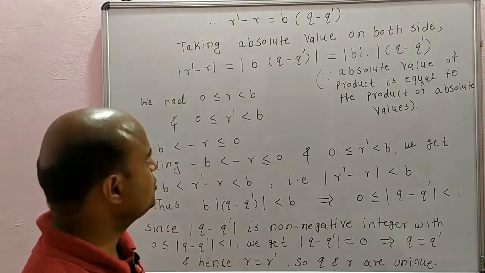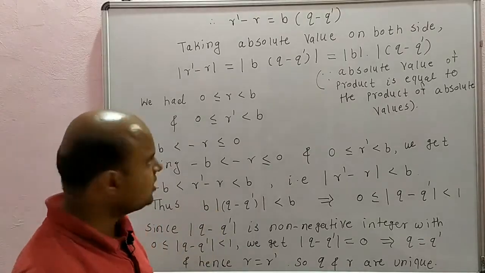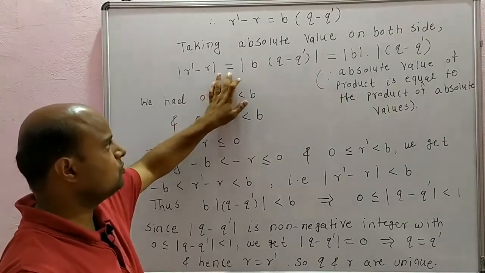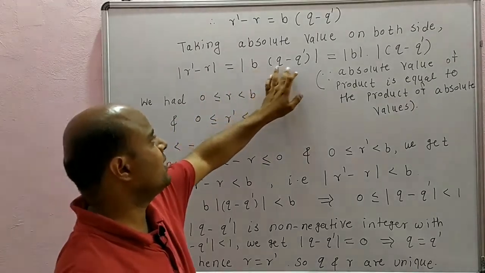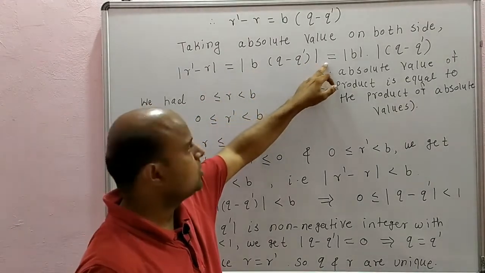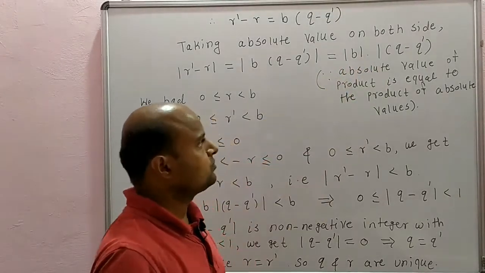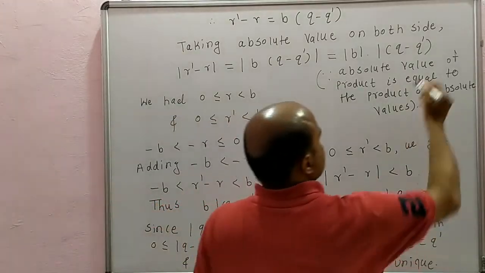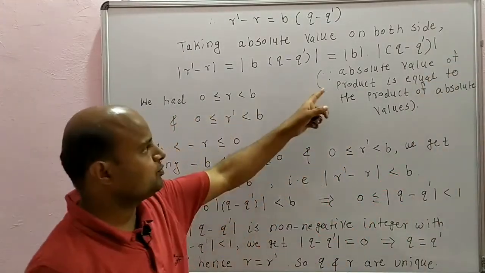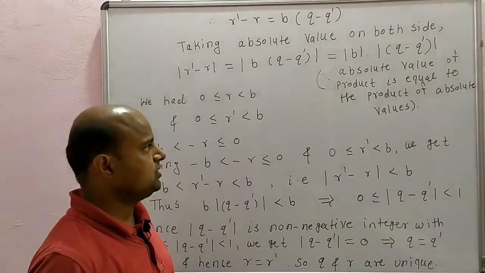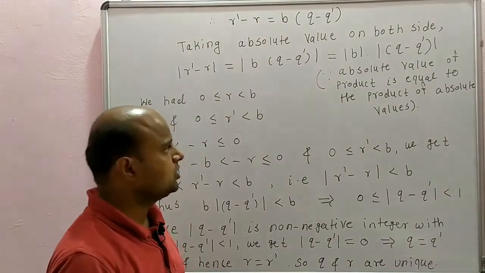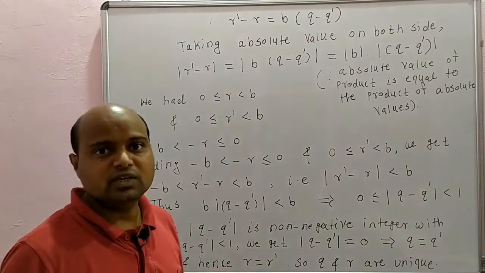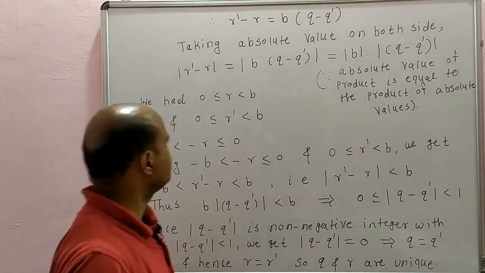Now we will take absolute value on both sides. Therefore, we get |R' − R| = |B(Q − Q')|, and this is equal to |B| |Q − Q'|, since the absolute value of a product is equal to the product of the absolute values. Here |B| you can write as B, since B is strictly greater than 0.